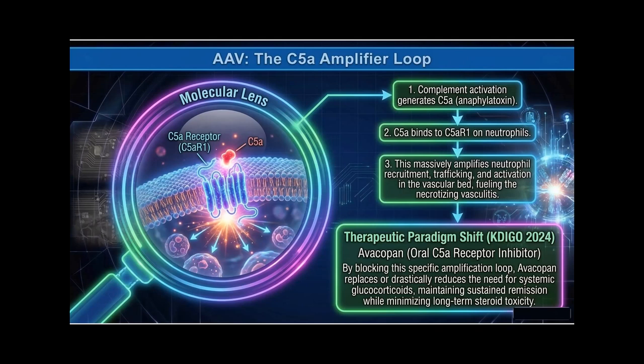So there is a therapeutic shift. Why? Avacopan is the treatment which will inhibit the C5a receptor. Now we have a specific drug which inhibits the C5a receptors, and it is called avacopan. This is the AAV type, or C5 amplifier loop type.